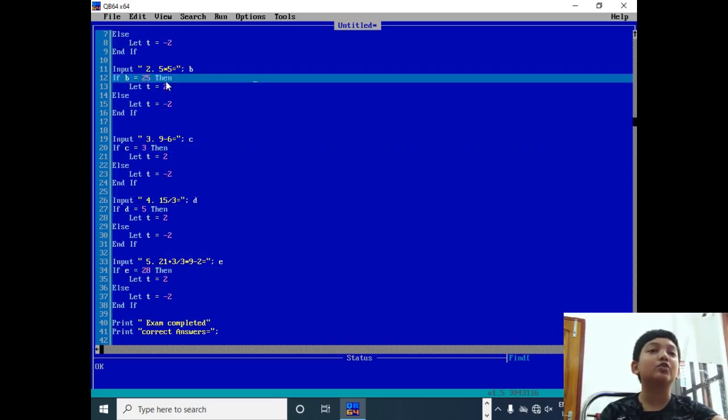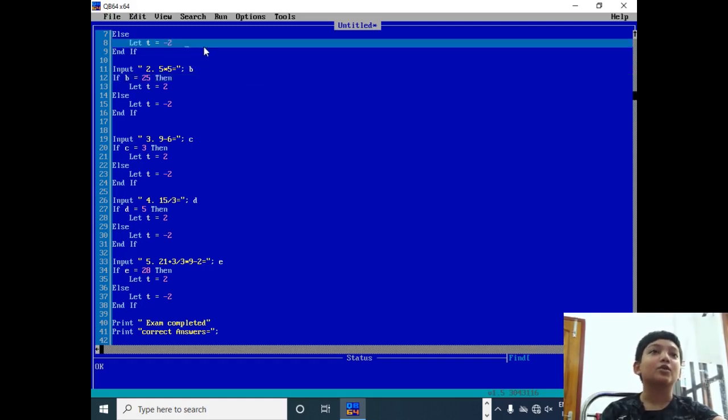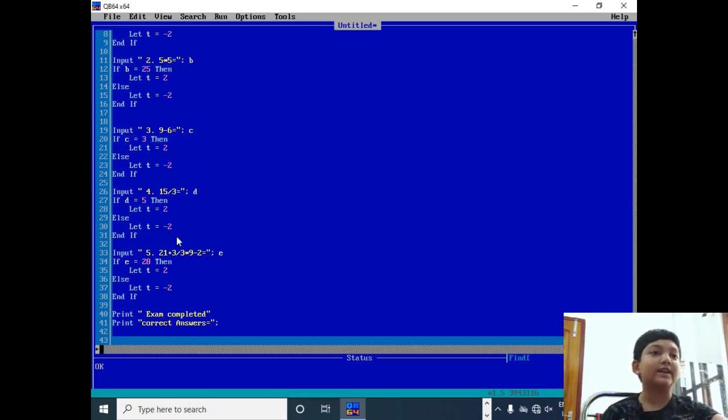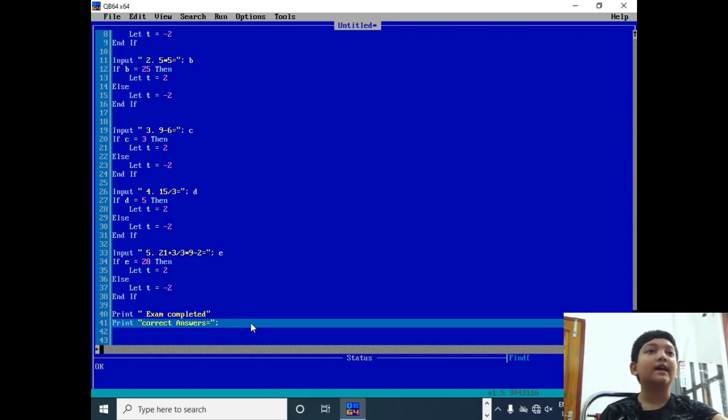We have to again give something, so that is let t equals to 2. Okay, now out of this correct answer, what do we have to find out? We don't have to write anything. We will be writing t. Then t will be the addition of each and everything. Then again it will be 2. Then again it will be 2.